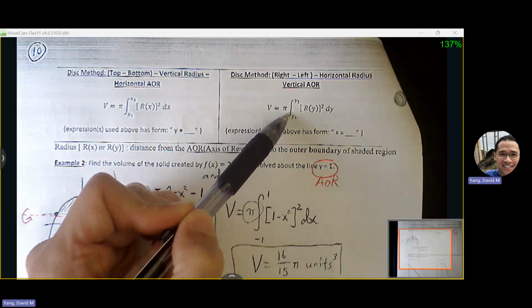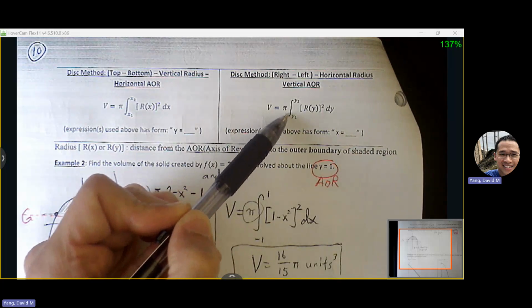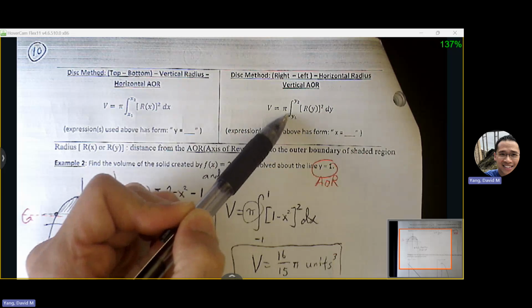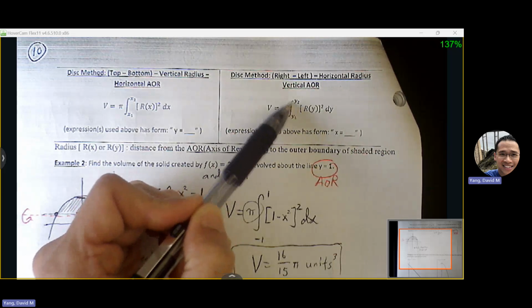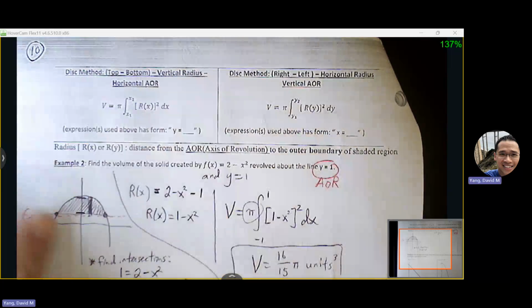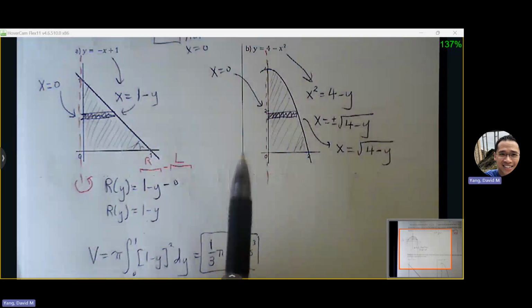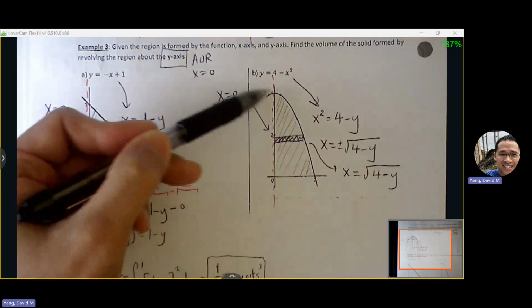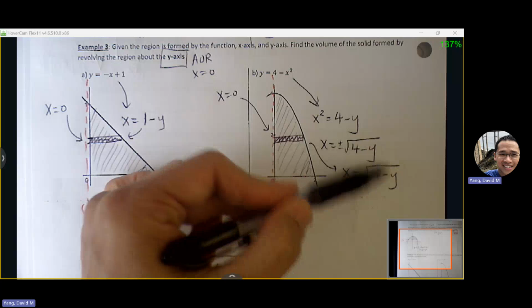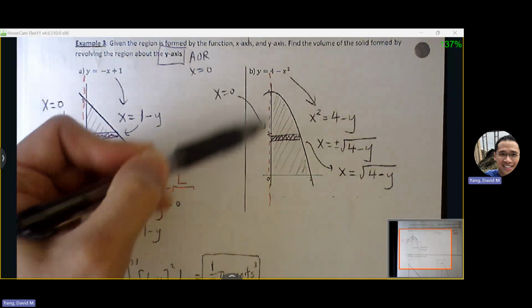Okay. We're not picking the x values from left to right. We're picking the y values from bottom to top. What's the lowest y value? 0, right? What's the highest y value of the shaded region? 4, yeah. So we've got to go from 0 to 4, not from 0 to 2. If we do 0 to 2, that will be good for top minus bottom, but not for right minus left. So everything has to be in terms of y. Our equation is in terms of y. Our bounds are also in terms of y.